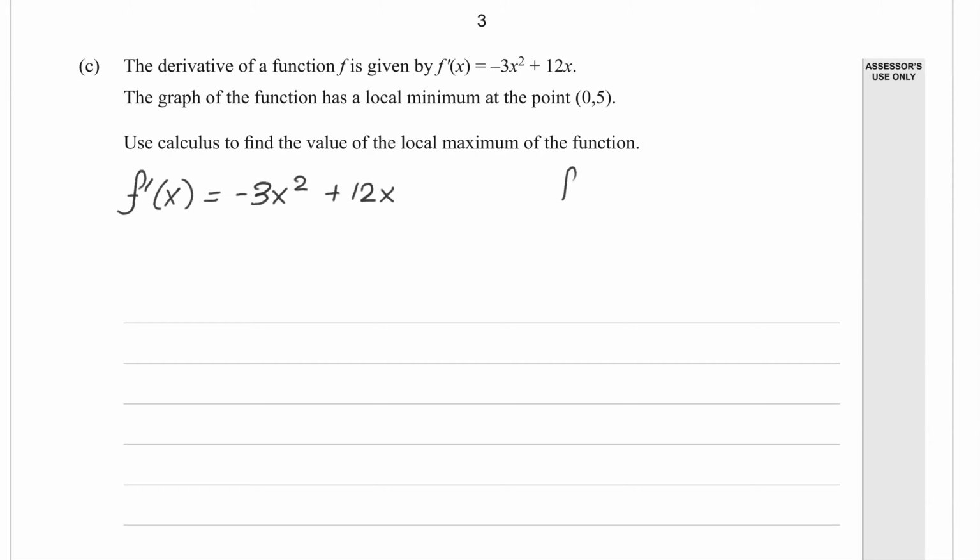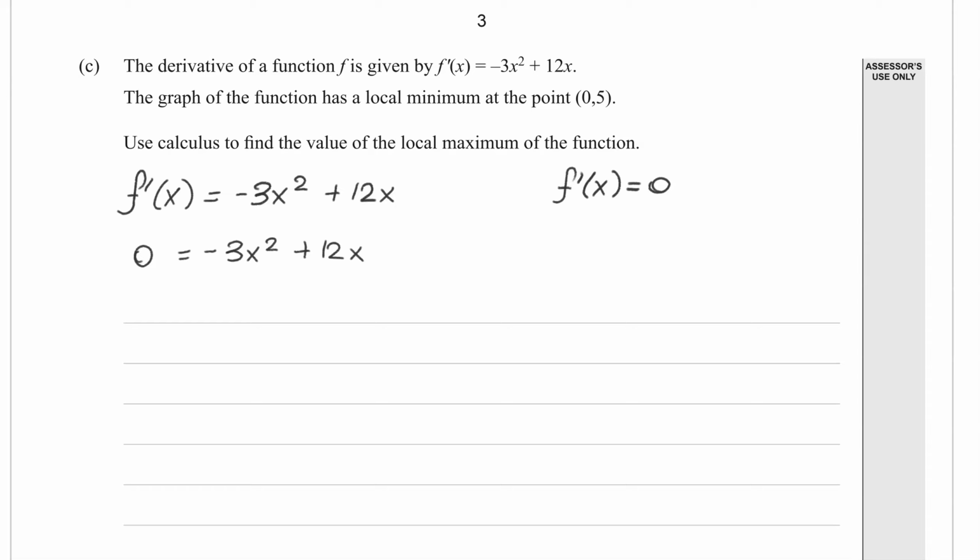Because remember, f dash of x must equal 0 for us to find our turning points. Because at our maximum or minimum, or at our turning point, the gradient is 0. So at our turning points, the gradient is 0. So I can just write down 0 equals negative 3x squared plus 12x.